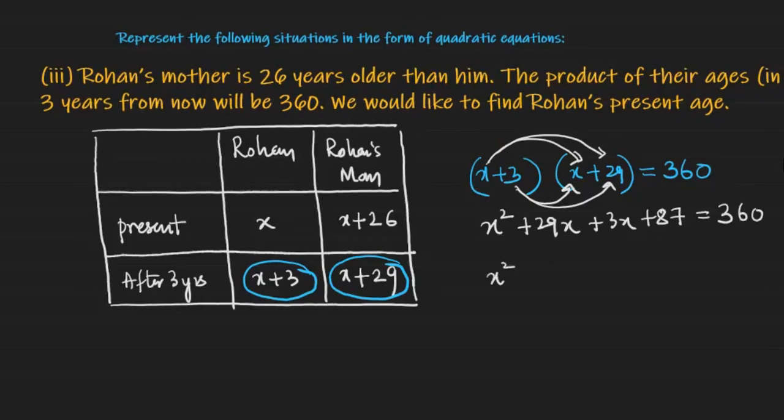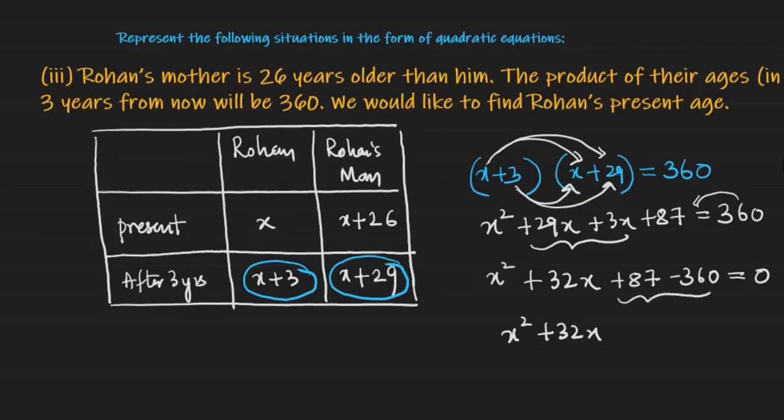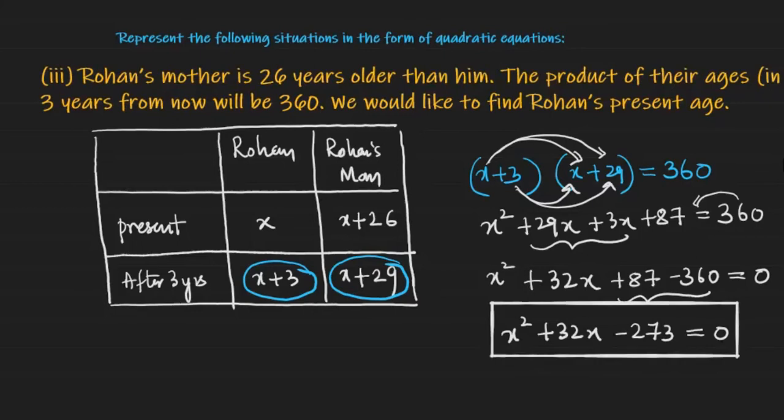X square, 29X plus 3X is 32X, plus 87. And if I shift 360 to the left hand side, it becomes minus 360 equals 0. One last step, X square plus 32X, 87 minus 360 would be minus 273. Therefore, the required quadratic equation is X square plus 32X minus 273 equals 0.